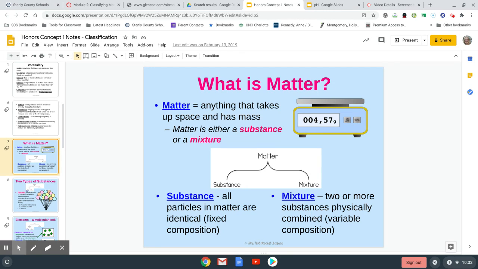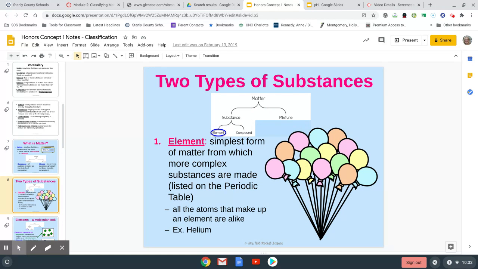So think about a tossed salad. If I make a tossed salad, the amount of tomatoes I put in it might be different than the amount of tomatoes you put in it. But a water molecule will always have two hydrogens and one oxygen. So it's always a substance because it's a fixed composition. So that's the two things I like to look at for that.